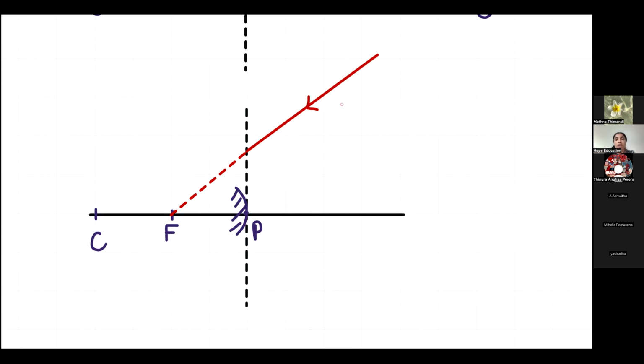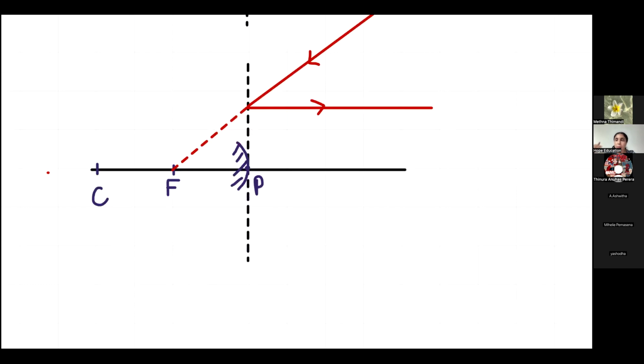In a convex mirror, it's impossible to send a light ray through the focal point because the focal point is not at the front of the mirror. It's at the back. So you're going to send a light ray as if it is coming to the focal point. එහෙම එන light ray එක reflect වෙන්නේ parallel to the principal axis. It's reflected parallel to the principal axis. Okay?